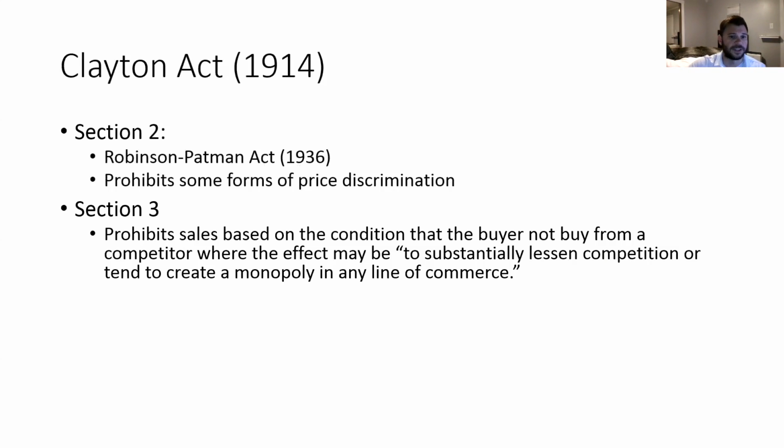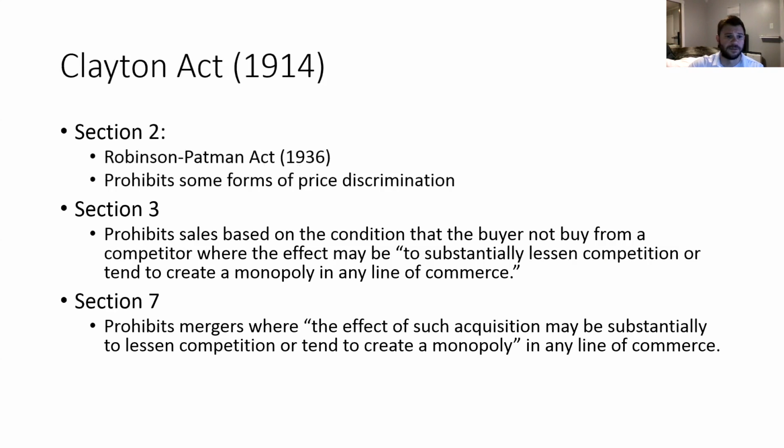Section 3 prohibits sales based on the condition that buyers not buy from a competitor where the effect may be to substantially lessen competition or tend to create a monopoly in any line of commerce. And Section 7 provides oversight for some mergers and acquisitions here, and it prohibits mergers where the effect of such acquisition would be substantially to lessen competition or tend to create a monopoly in any line of commerce. So Section 7 is kind of where our analysis of structural metrics like the HHI would come into play.